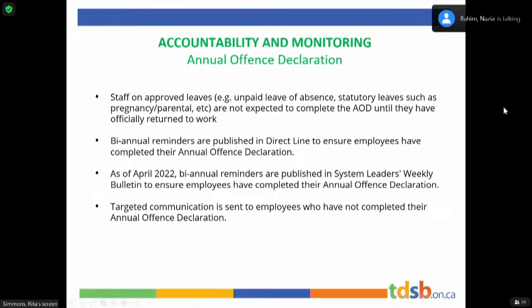So through the chair, staff on approved leave of absence are not required to complete DAOD. What we do for employees who are active, from April to June, we do a targeted approach through email, Direct Line, the systems bulletin, mail, to get a 100% compliance rate.